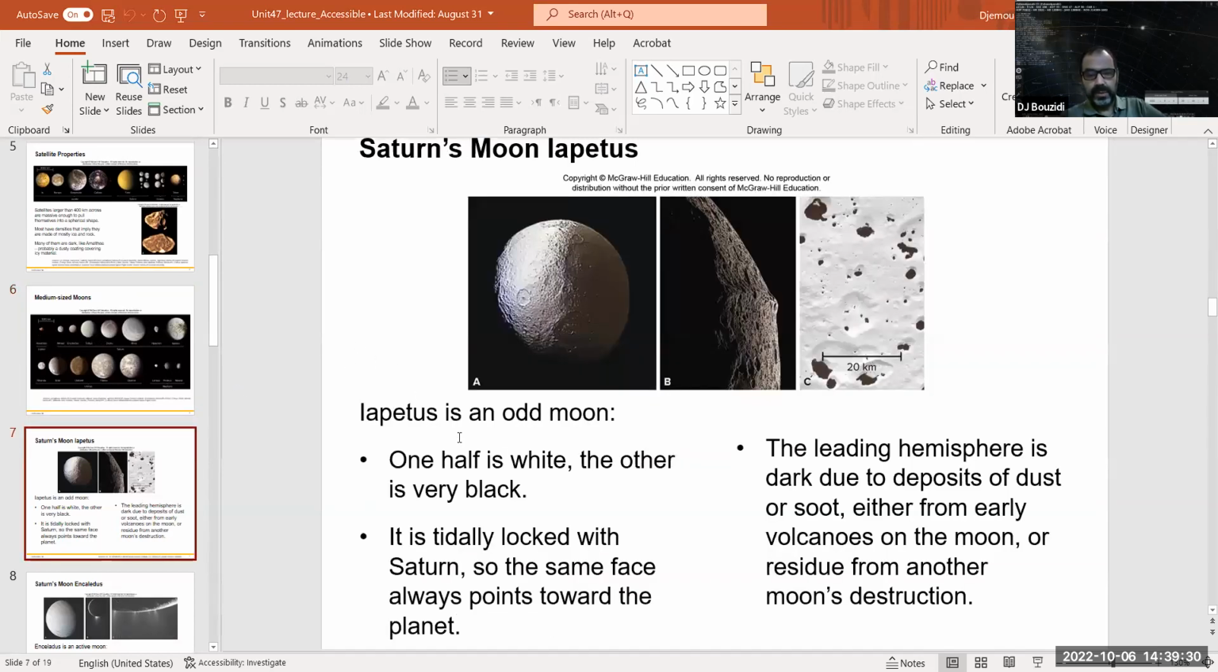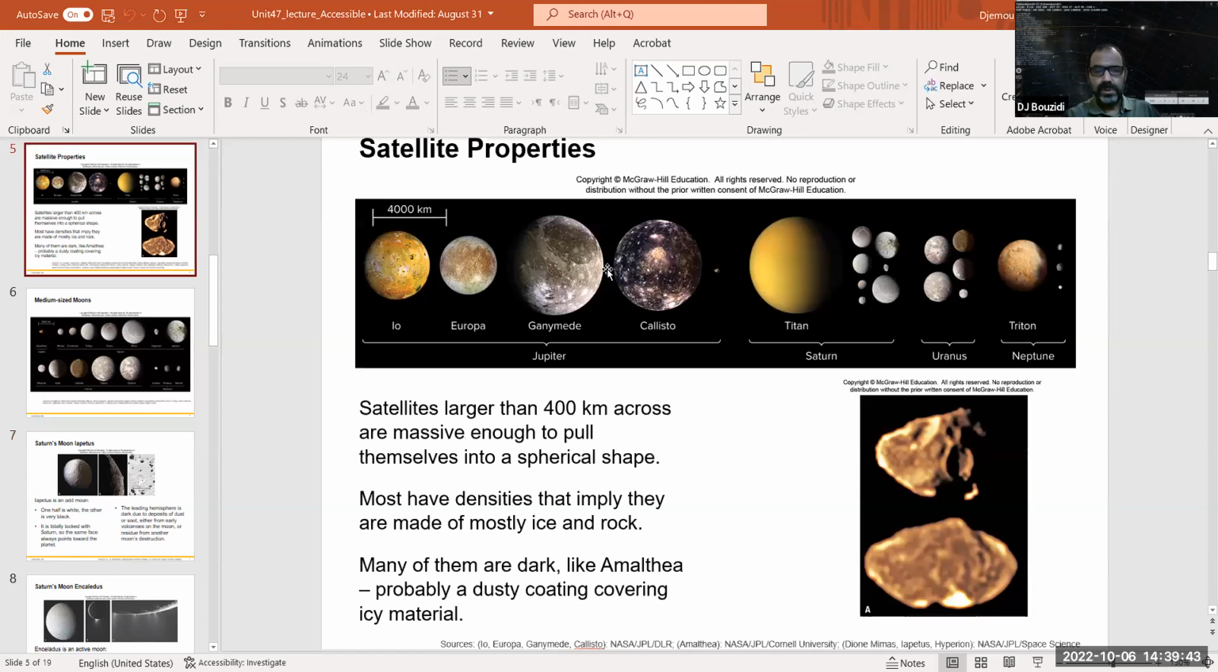So this is Iapetus. Again, one half is white, the other one is very black. It is tidally locked with Saturn, so the same face always points toward it. And that's another point that I didn't mention when we were talking earlier about the four moons of Jupiter. The four moons of Jupiter are actually tidally locked, just like the moon of the Earth, meaning that they show only one face to the planet. If you could stand on Jupiter and look at those moons, you would only see one face of that moon all the time facing the planet.